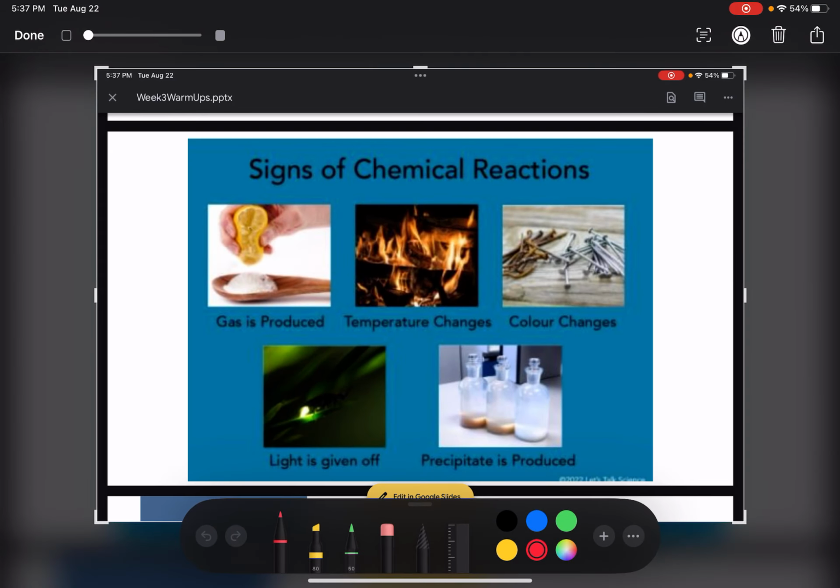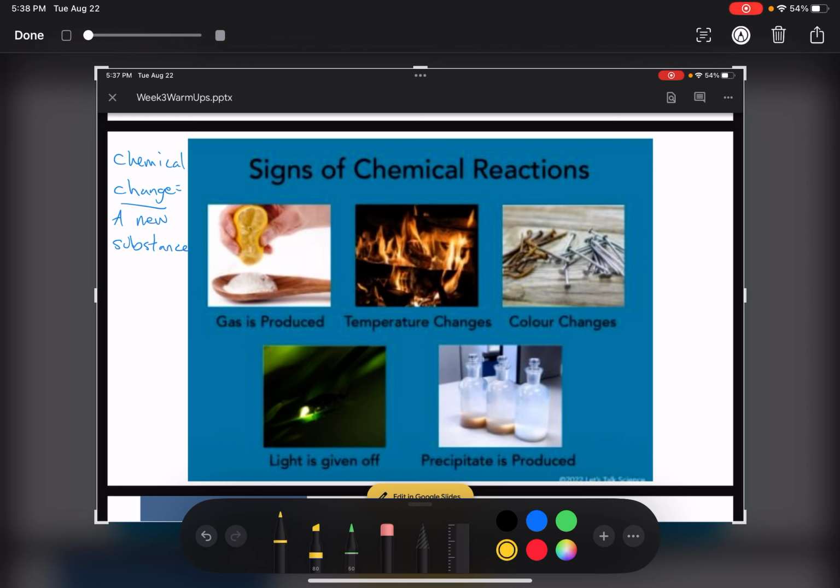But the one thing that's really important to remember is that when you have a chemical change, you are always going to have a new substance. You will always have a new substance. Remember that the word substance just means a type of matter. And so you can see here, let's look at these different pictures. I'm going to use, I guess yellow would be a good color for this.